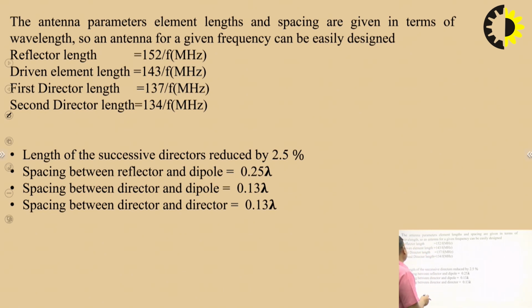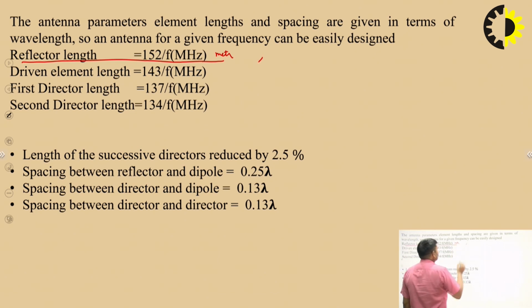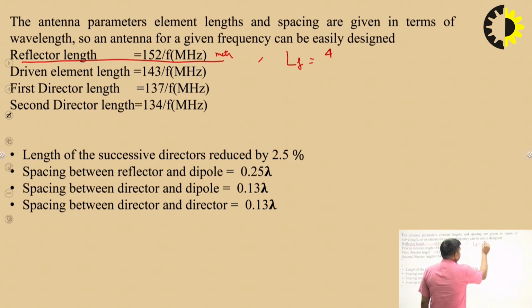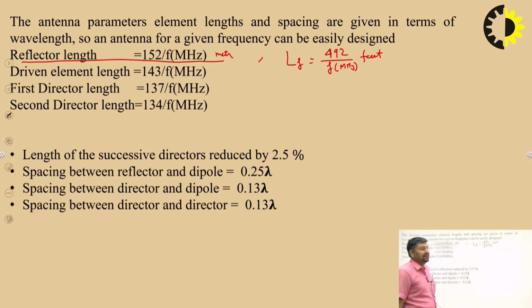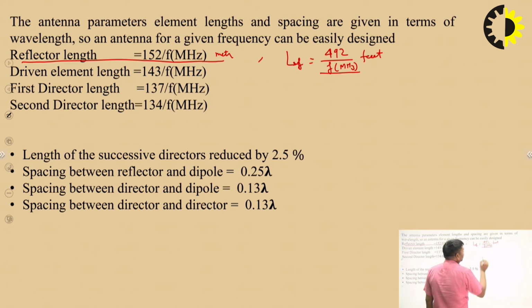So I can say the reflector length is 152 by f in meter. But if you find the reflector length L in feet, we use 492 upon f in megahertz. This one is in feet. So if you calculate the length in feet, we use the formula for calculating the reflector length, which is 492 upon f, where you put f in megahertz. So it gives the answer directly in feet.